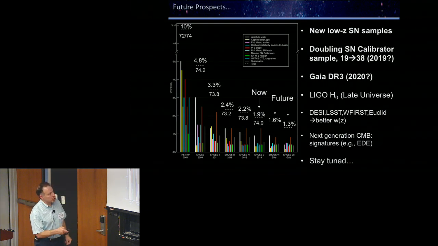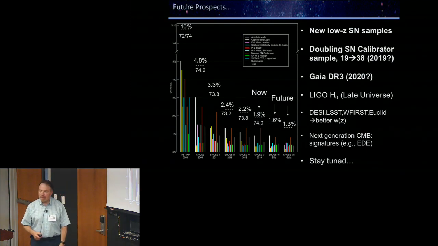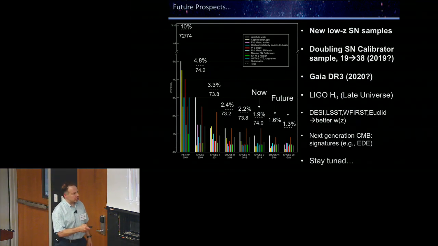Meanwhile, great projects like DESI, LSST, WFIRST, and Euclid, what are they going to contribute? Well, they're going to measure H of z in the late universe. They're going to constrain w of z.